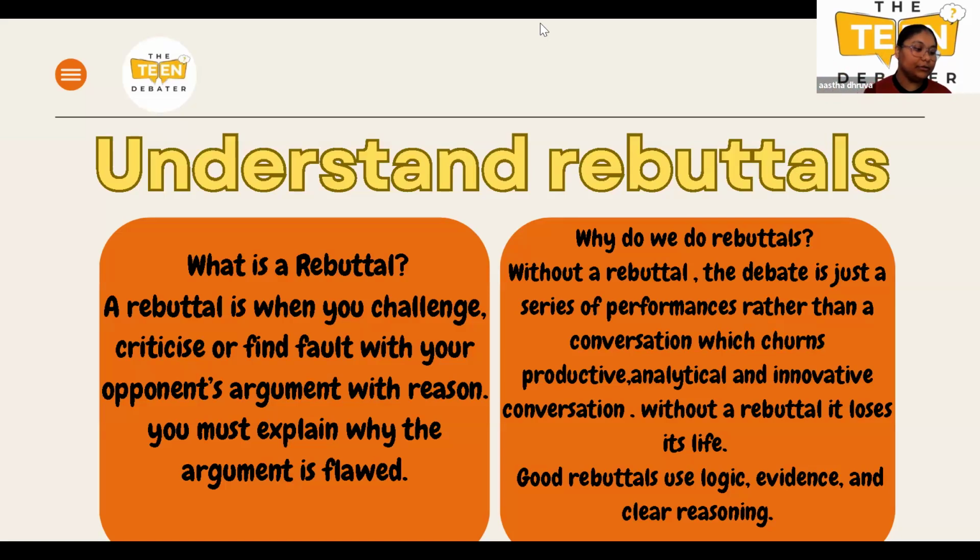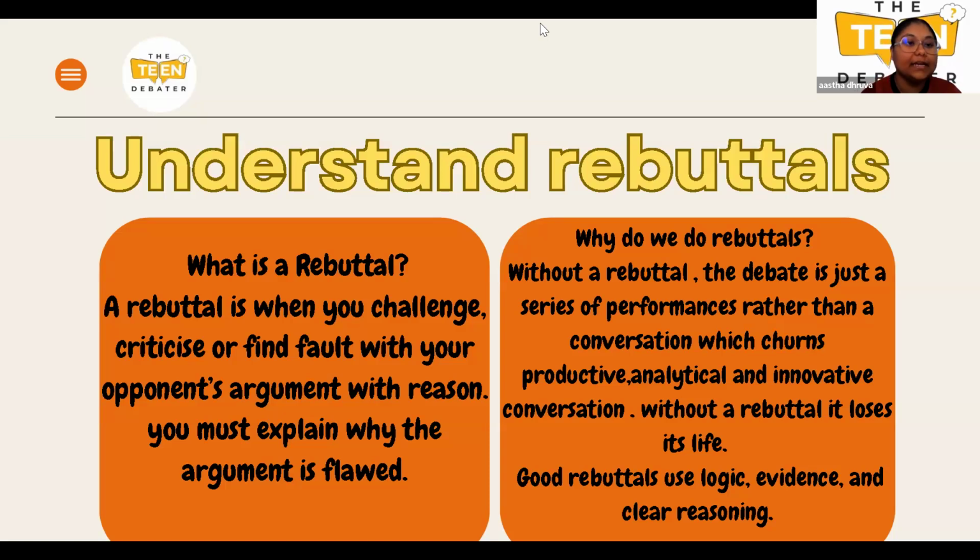Now, why do we do rebuttals in the first place anyway? Without a rebuttal, the debate is just a series of performances. What I mean by a series of performances is that there is no questioning, so what is the point of debating without questioning? Because the point of debate is to weigh advantages and disadvantages and come up with a productive, analytical, and innovative conversation that is engaging.